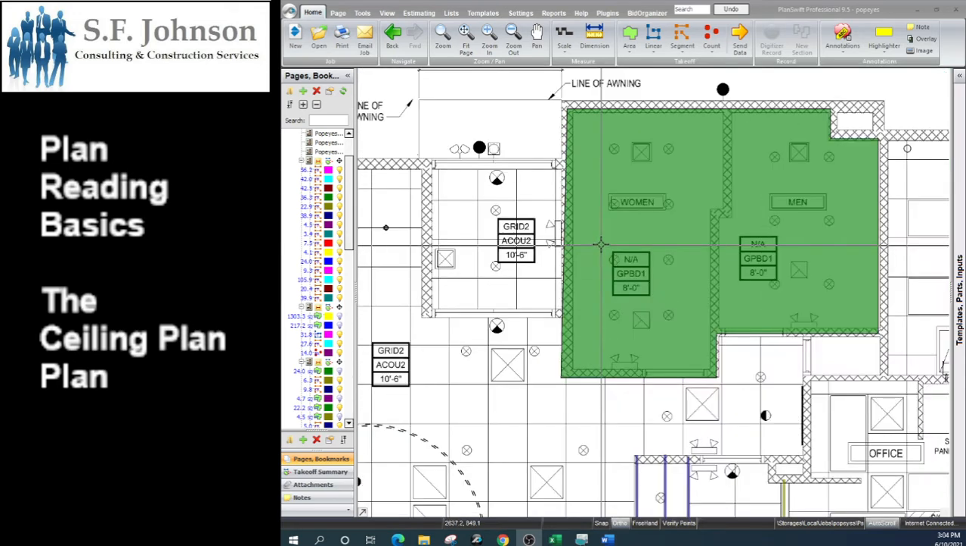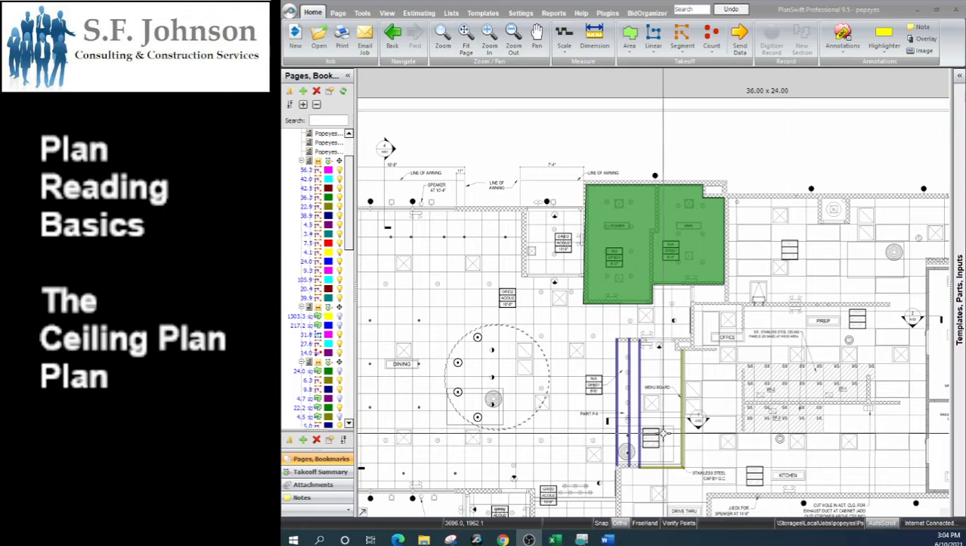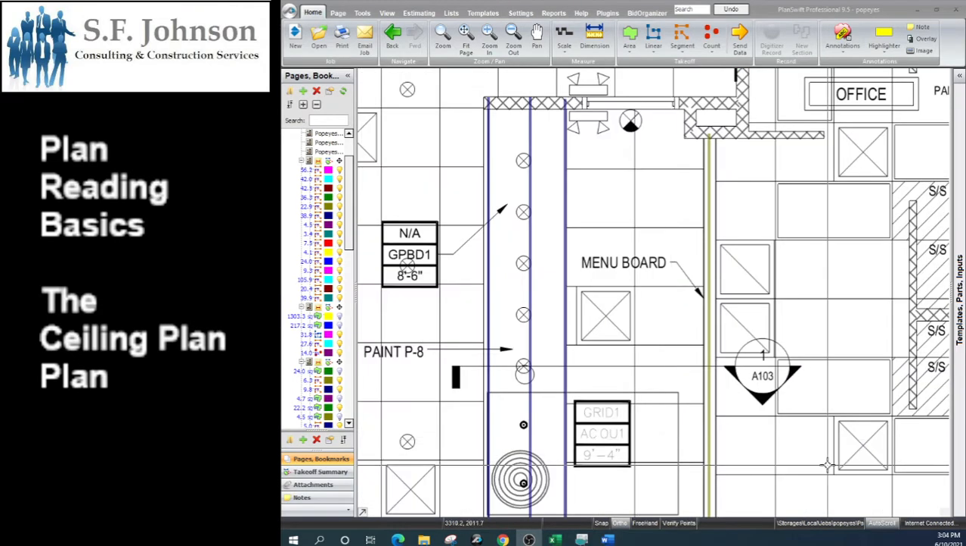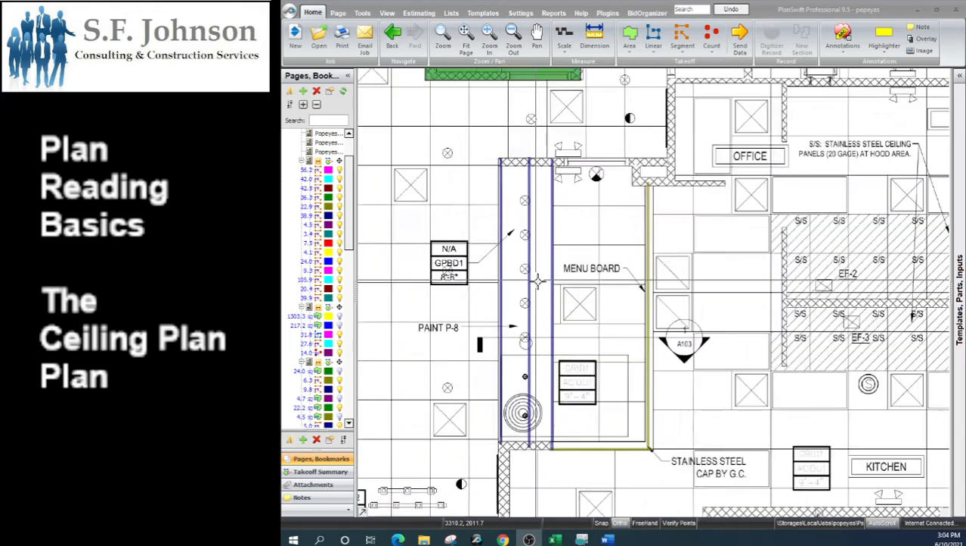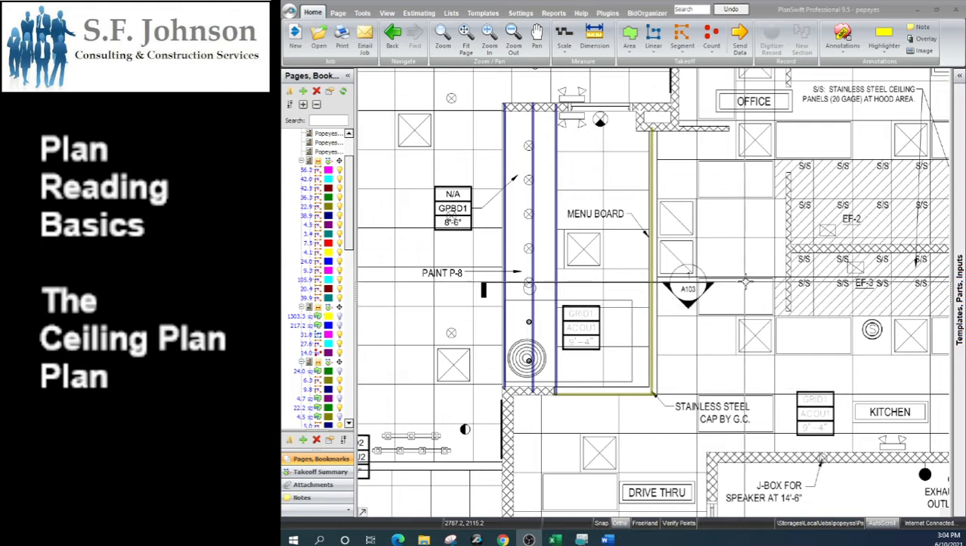Okay, now we always have to take a look because here on our ceiling plan, we also have a section view marker. And what is that? Well, it's telling the ceiling contractor, whoever's installing the ceiling components, that there is some other view you need to look at because the construction of the ceiling is a little different. And so we're always going to take a look at that.